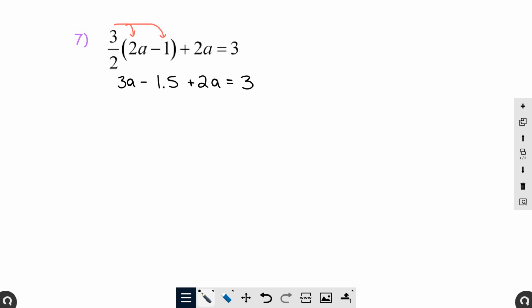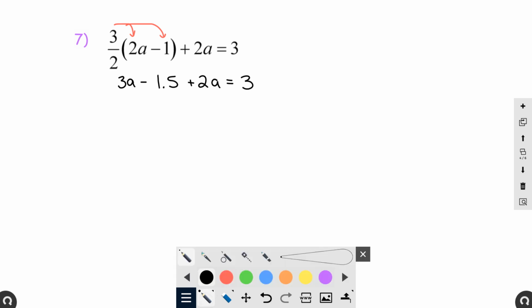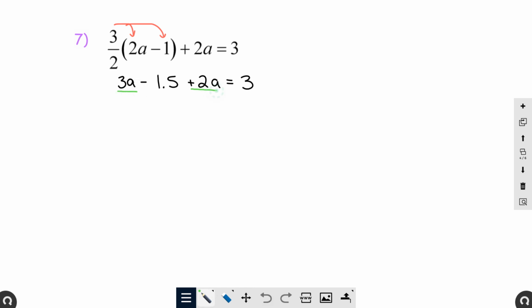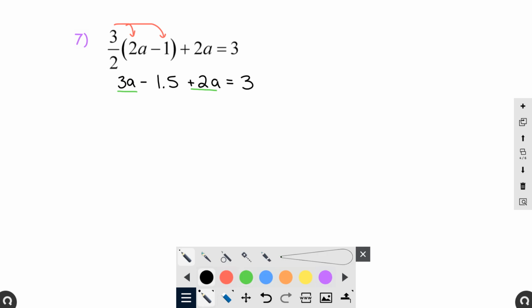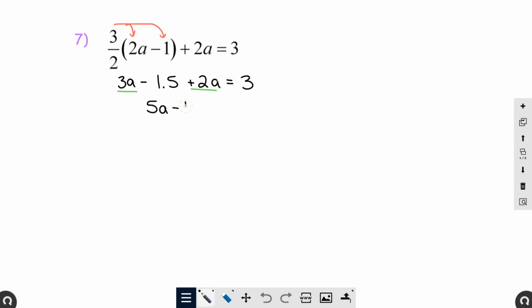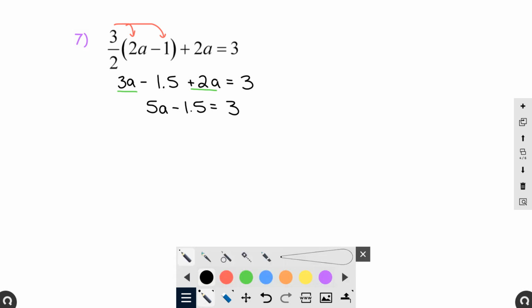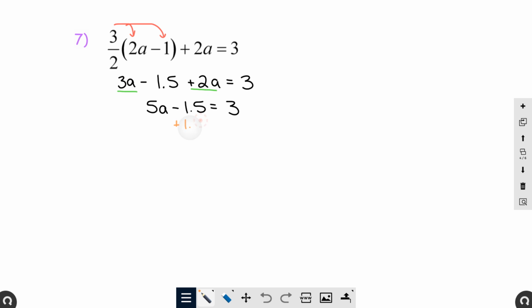Now I see a 3a and a 2a. Do I combine those together? Do I just add them up or do I subtract them? You add them up because they're on the same side. They're both on the left side together. So 3a plus 2a is 5a. Perfect. We add 1.5 to both sides.